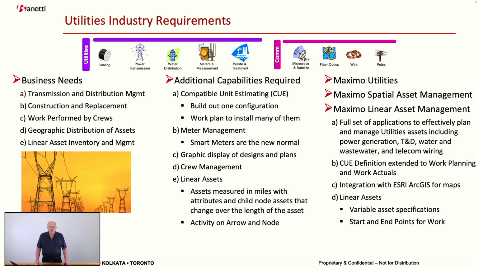A key capability for the utility sector is one called compatible unit estimating, where we build out a configuration of a tower, for example, and then we build out a work plan that implements 75 of those towers. So we can take one plan, multiply it by 75, all the other associated factors go with it. We've got a project and we've got detailed tracking of the install and status of each of the individual towers.